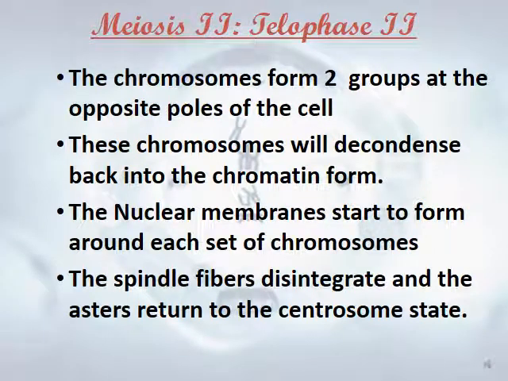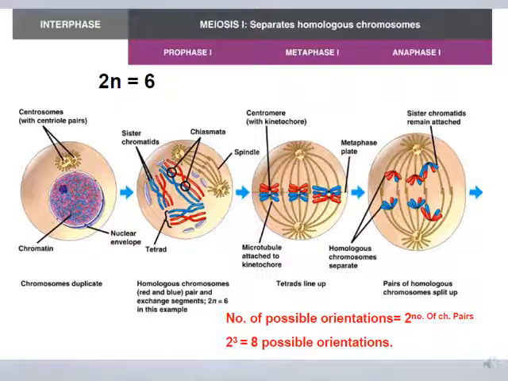The chromosomes form two groups at the opposite poles of the cell. These chromosomes will decondense back into chromatin and form nuclear membranes. The membrane starts to form around each set of chromosomes, the spindle fibers disintegrate, and the asters return to the centrosome state. Here is the figure showing interphase.